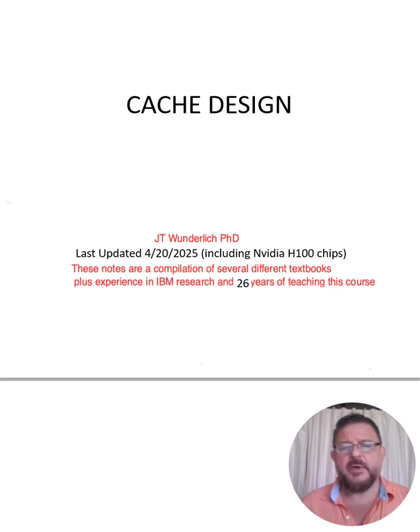And at the end here, we're going to have some updates in 2025 of the H100, which at present time is the highest performing Nvidia chip, and look at some of the cache optimization techniques that they do.